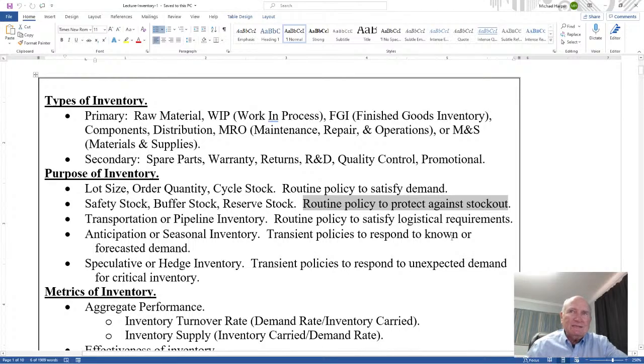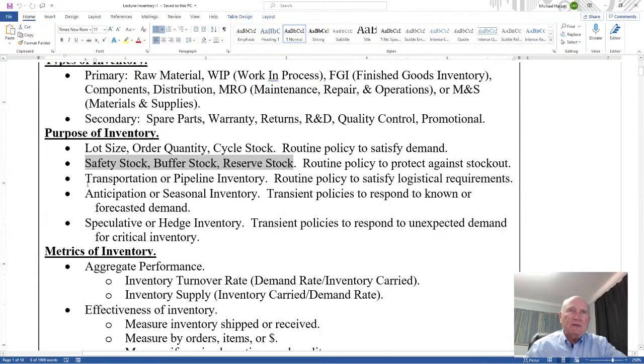So to guard against stock out, we have safety stock, buffer stock, reserve stock. They all mean the same thing. All three of these refer to a routine policy to have extra inventory to guard against the likelihood or probability of having stock out.